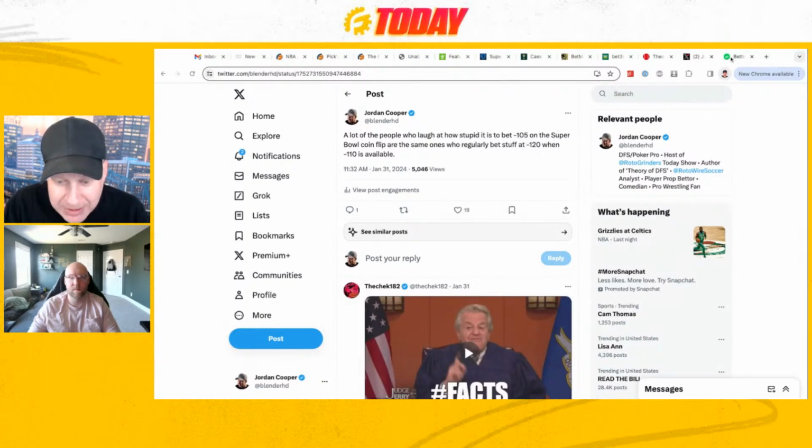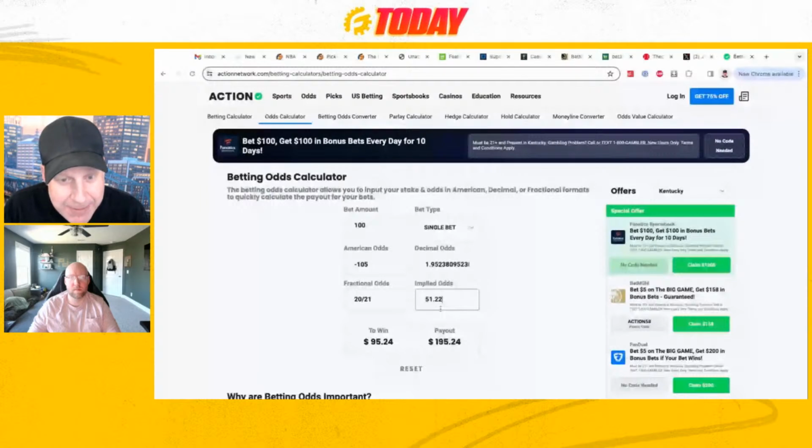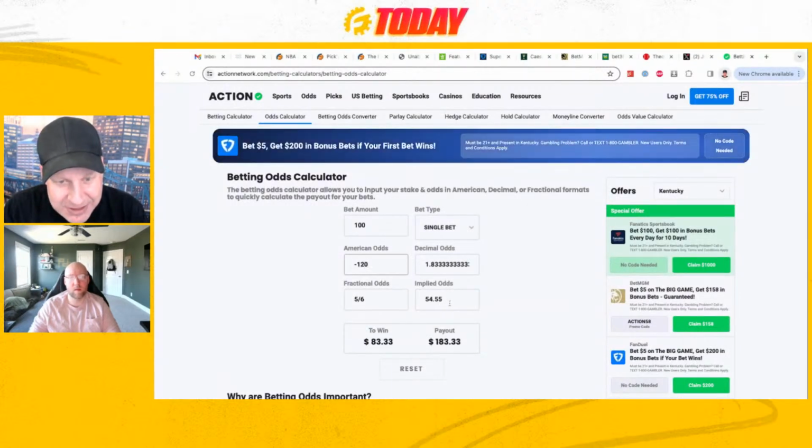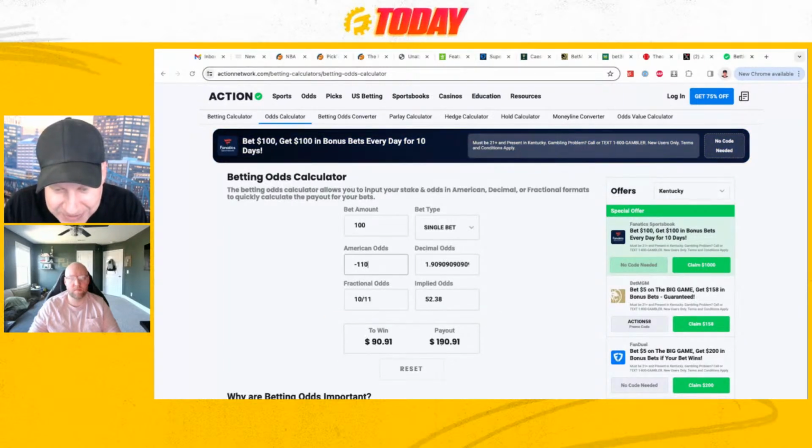Okay. So remember, the difference between minus 105 and plus 100 is 1.22%. So that's the coin flip of, like, why the hell would you bet the coin flip at minus 105? You're an idiot. Well, let's say you take minus 120, which is 54.55% implied odds. When it's available to you, all you have to do is click on the other app and go to your other account, and it's minus 110. The difference between 54.55 and 52.38 is 2.17%.